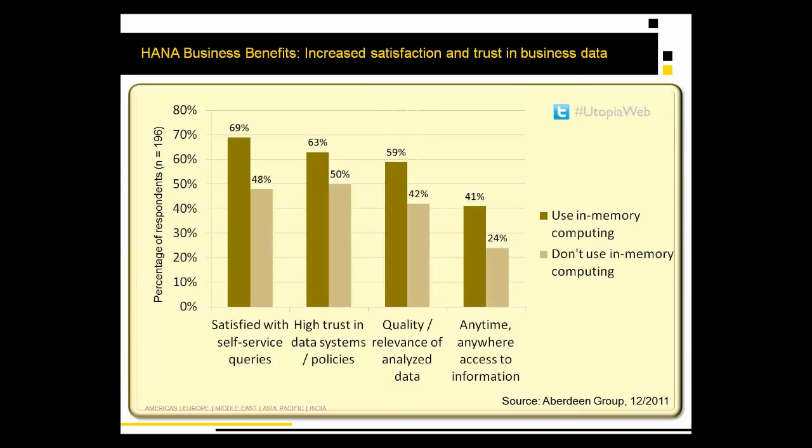As you can see in the bar charts here, the dark brown vertical bars are for those people that have in-memory computing systems, and the lighter tan bars are for those people who don't. The first question they asked those respondents was, are you satisfied with your self-service queries? 69% of the in-memory computing people said they were. Less than half, only 48% of the non-in-memory respondents said they were.